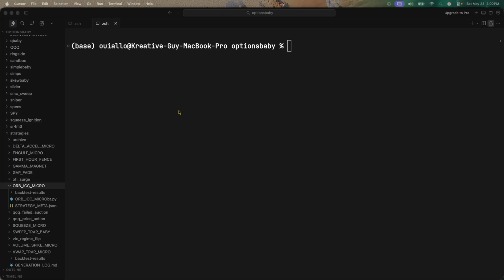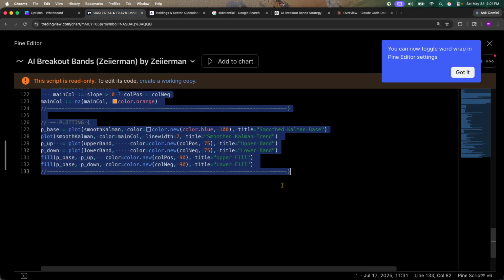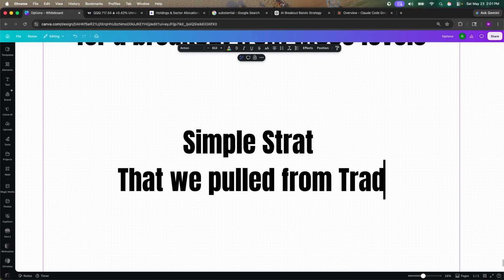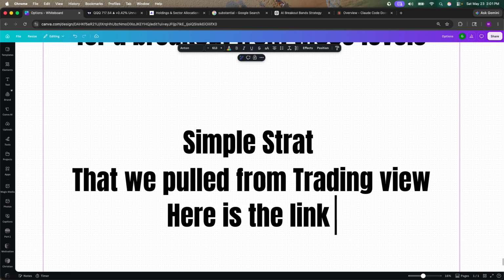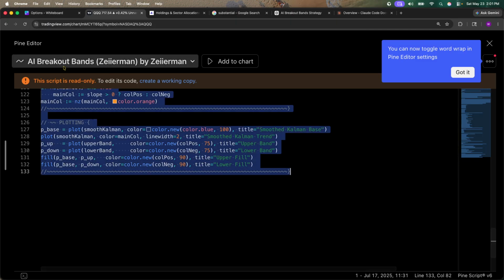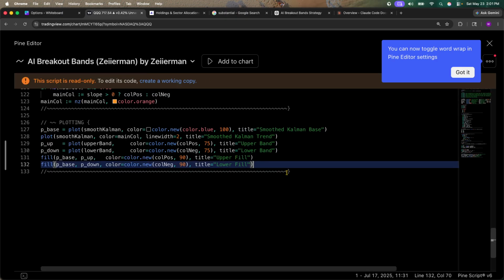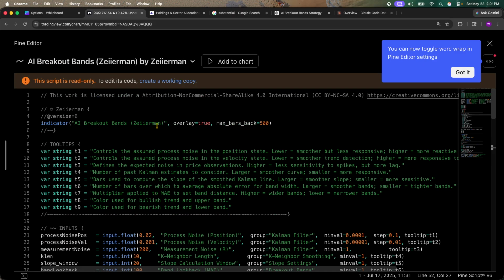So I want to be using the 4.6 Opus model for our work here. So what I want to do, let me come back here. I'm going to grab our strategy. So let me come here, simple strat that we pulled from TradingView. Here is the link. Beautiful. Or here's the strat. If I can copy you, that'll be dope. But guess what? I can't. Matter of fact, this is what I'm going to do. Okay, hold on. Boom.